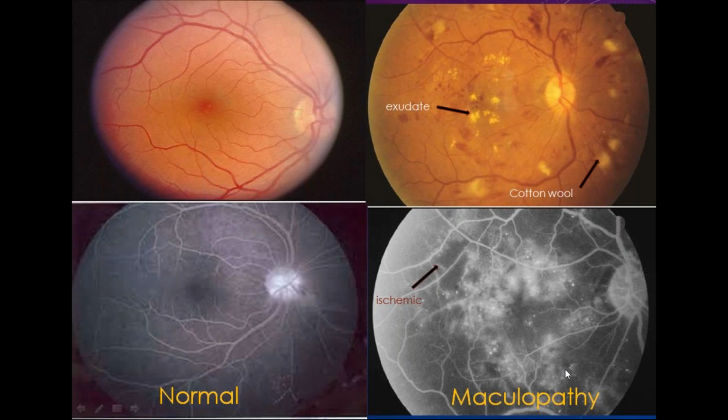These are multiple hyperfluorescent spots. These are microaneurysms leading to hyperfluorescence. This is the fluid. This wide white area is called fluid. The small dot-like hyperfluorescent areas are due to microaneurysms.